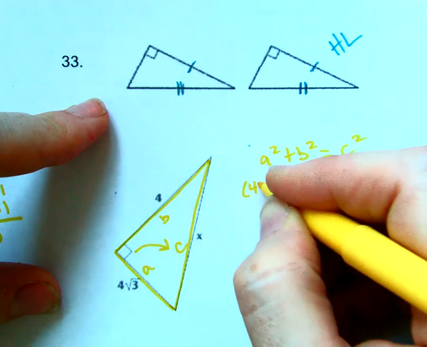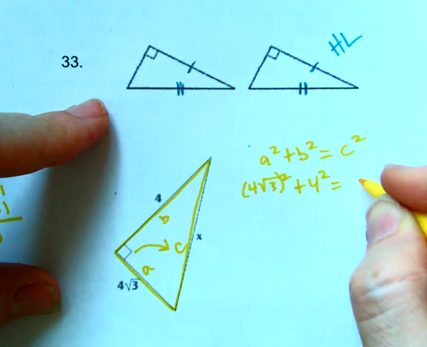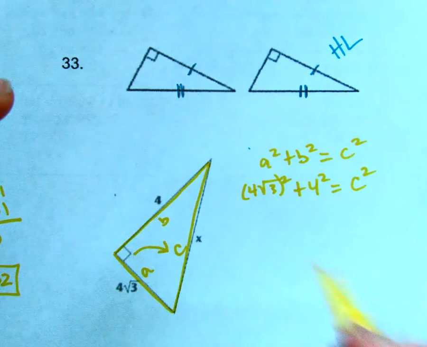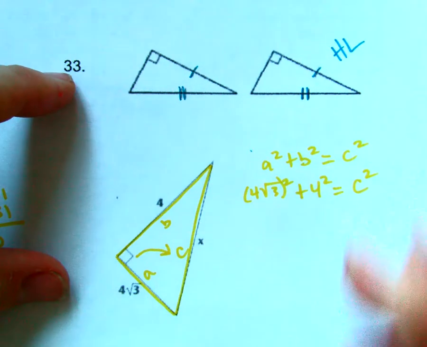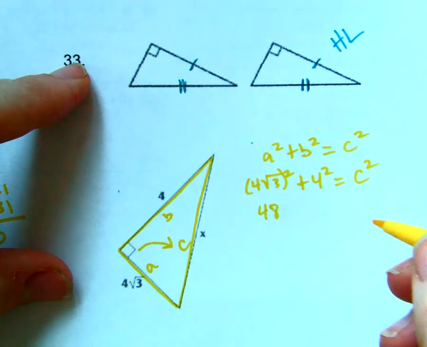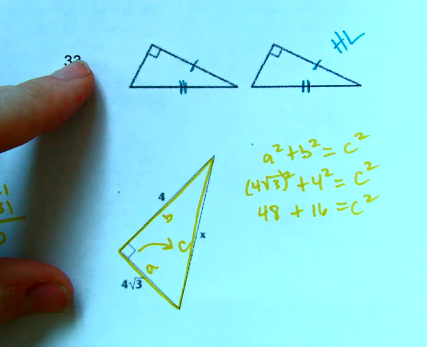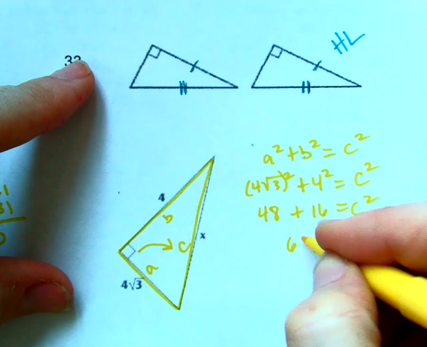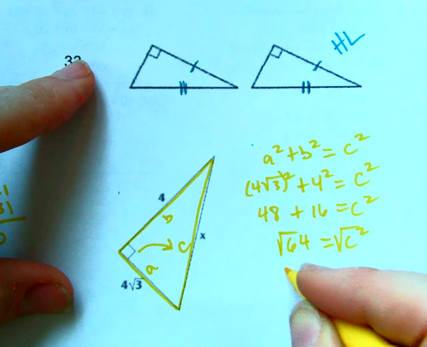Well, A is this crazy 4 times the square root of 3 squared. B is 4 squared. And that's going to give me C squared. So maybe the first thing I need to do is just type 4 times the square root of 3 into my calculator. So that gives me like 6.9, and then I square that, and I get actually 48. And then I square 4, and I get 16. And that gives me 64. And this is, of course, a perfect square. So when I take the square root, I get 8.